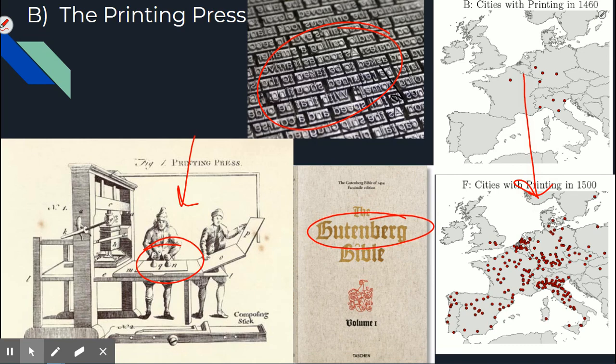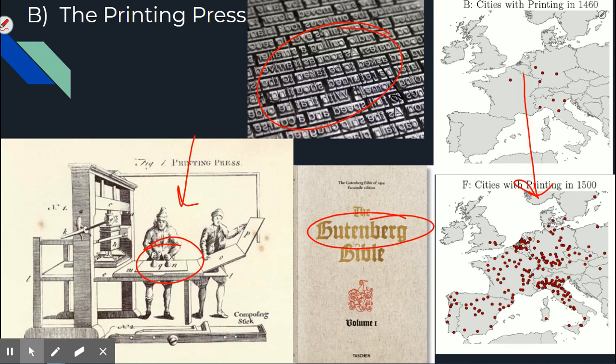Before this, books had to be copied painstakingly by hand. And so the average person had pretty much no access to books. The only book they might see in their whole entire life was a copy of the Bible. And now with the printing press, people can print pamphlets, they can print books. The amount of books in Europe just exploded.